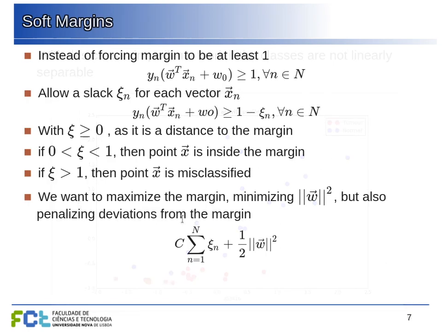But if the xi value is greater than 1, then we can actually allow this point x to be misclassified. So we are saying that the product of the class multiplied by this expression here can actually be some negative value if the corresponding xi value is larger than 1. So this is how we can soften the constraint.